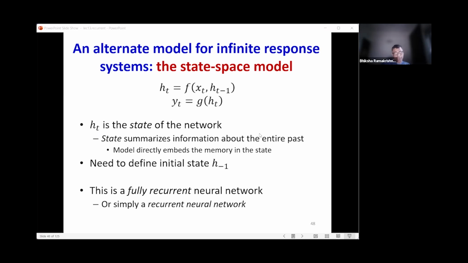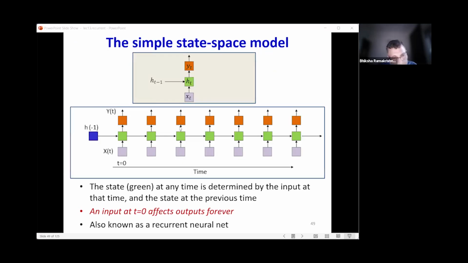Now, this is a fully recurrent network, or simply a recurrent neural network. Why? You will see this shortly. This is what the computation is going to look like. At any time t, the input and the hidden state at the previous time are used to compute the current hidden state. And the current hidden state is used to compute the current output.